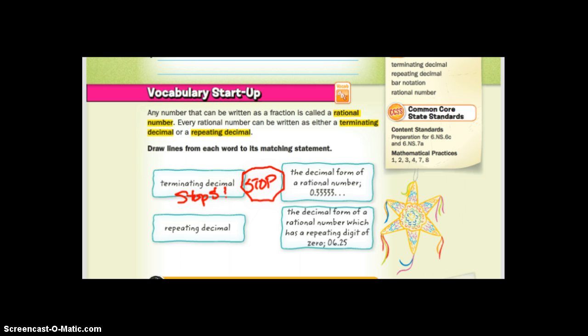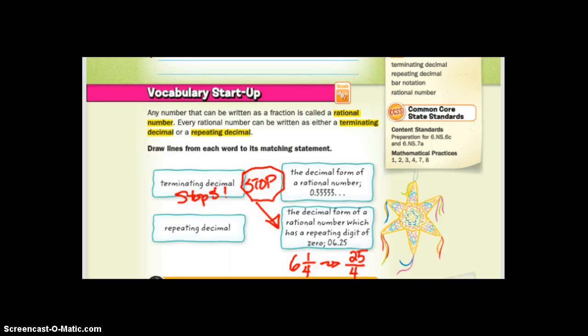Looking at these, we have 0.33333... Doesn't look like it's stopping. And then we have 6.25. Well, let's look at 6.25. 6.25 can also be written as 6 1/4 or a quarter. It then can be written as a mixed number. 6 times 4 is 24 plus 1 is 25 over 4. Well, that looks like a fraction, and it looked like it stopped after the 5. You're right. Terminating decimal.